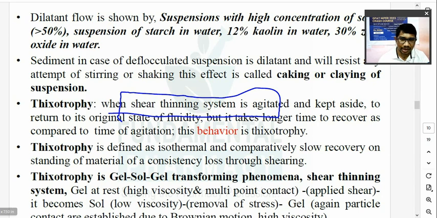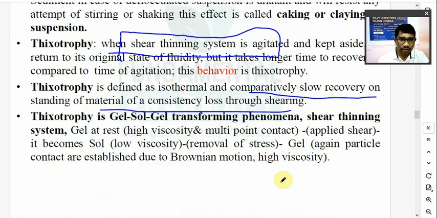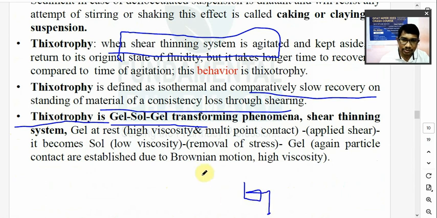Now it is defined as the isothermal and comparatively slow recovery on standing of material of which consistency is lost through shearing. Remember, a question has already come on this. Thixotropy is nothing but the gel, sol, gel phenomenon. A material showing thixotropic behavior is originally in a gel state. Gel means higher viscosity, very high viscosity.